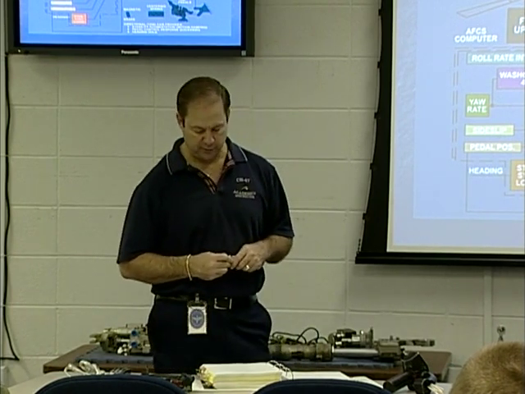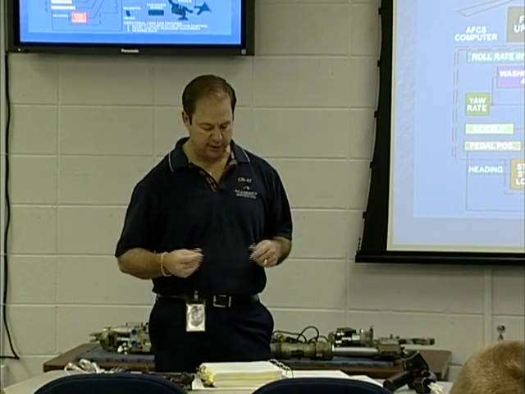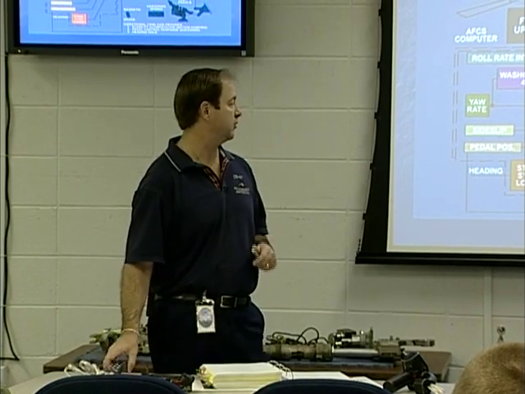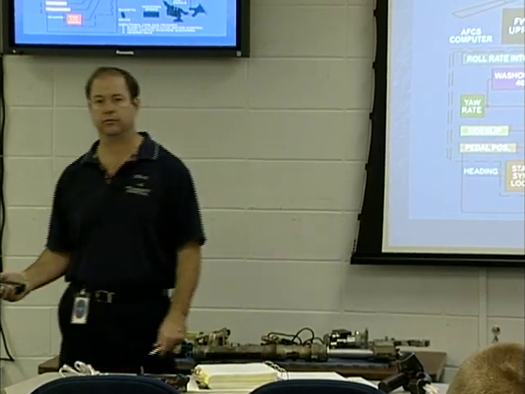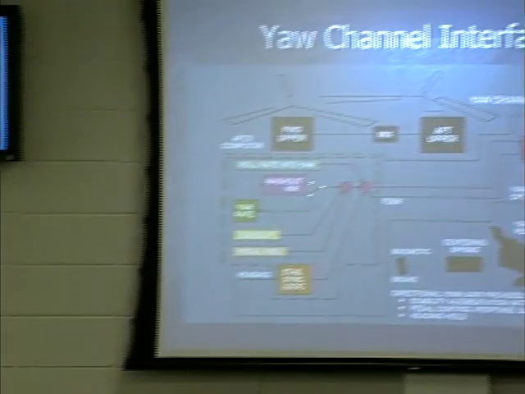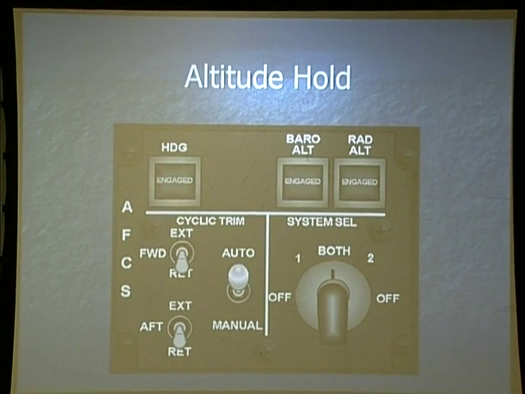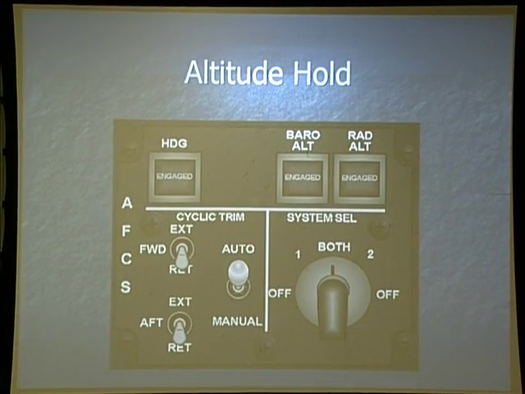AFCS off at airspeeds below 40 knots. The pilot must make the input, and we already talked about that. Any questions about your yaw axis, your yaw interface? Now we're going to talk about altitude hold. Keeping in mind, how many types of altitude hold features do we have? We have two. We have baro altitude hold, and we have radar altimeter hold.